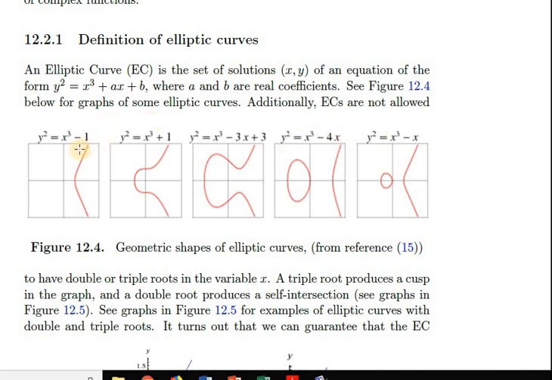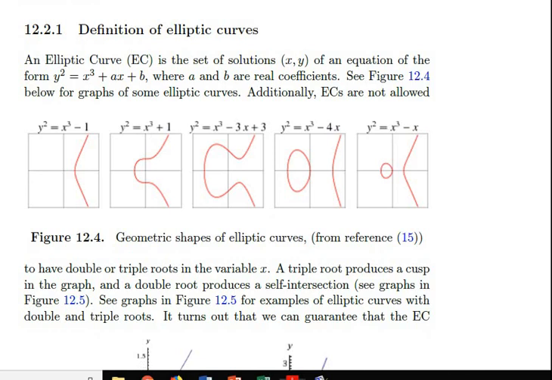You can get something that looks like a hyperbola. You can get something that looks like an egg and a hyperbola. You can get something that looks like a doorknob. So you have a variety of shapes. Now, so far this doesn't look like it has anything to do with group theory, but in fact the points on these curves can be thought of as a group, and we'll see that shortly.